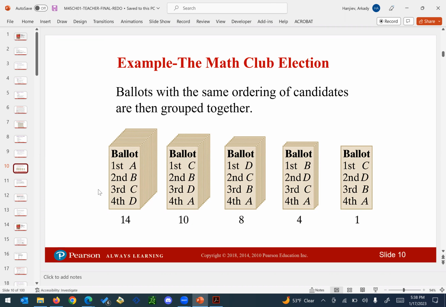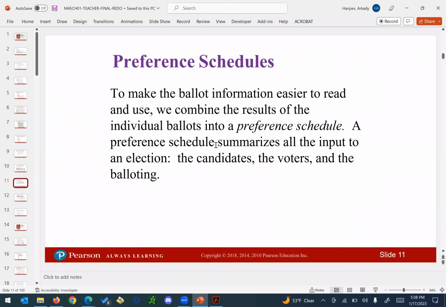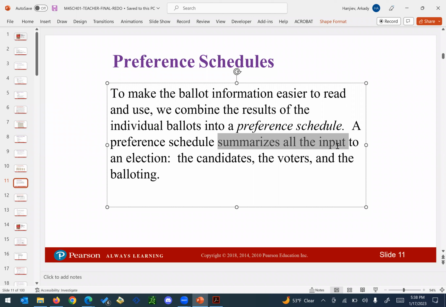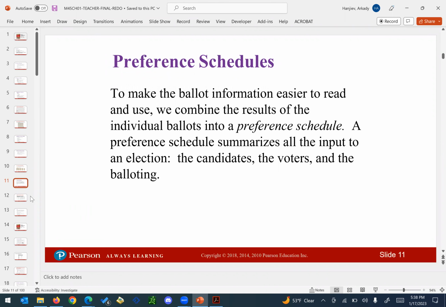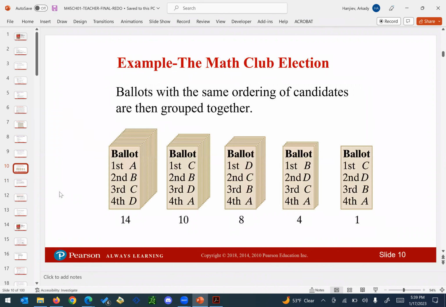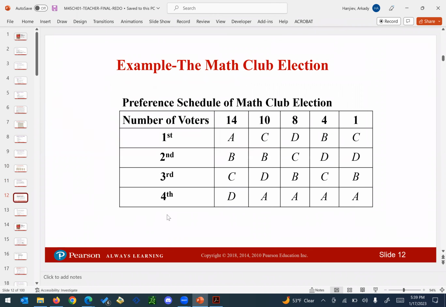And as we make a little table, we have to have a way to summarize the input, and usually that's in terms of a table. So the table for this is going to look like that. See if that makes sense here.